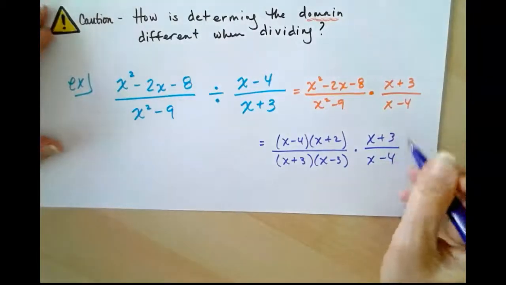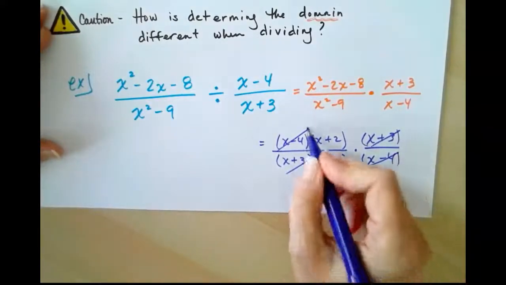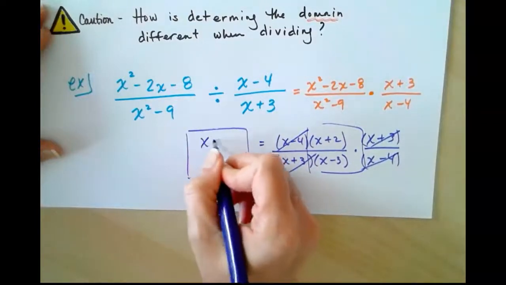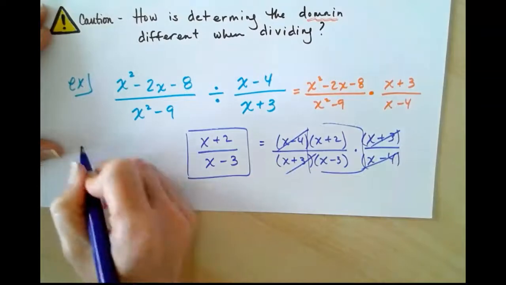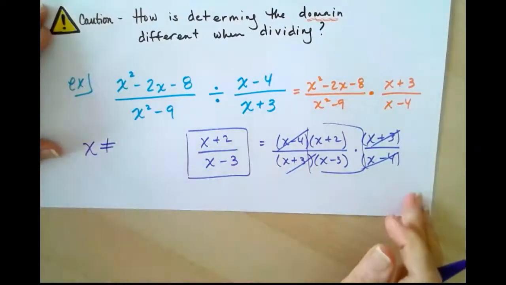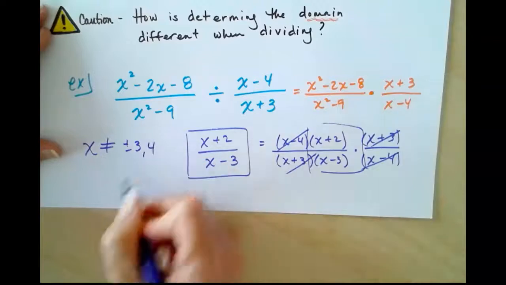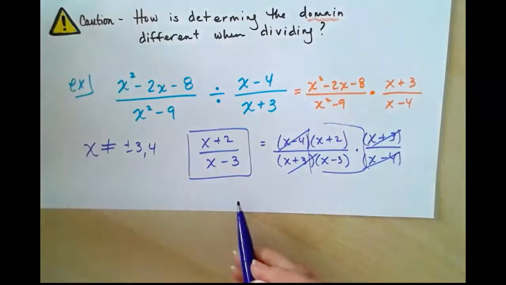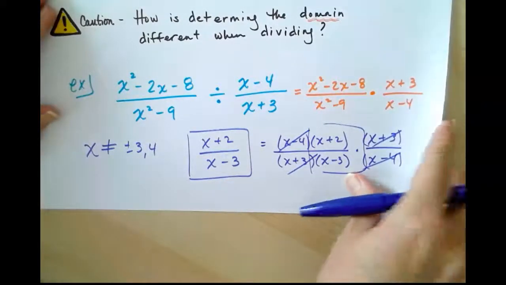Now these are not in parentheses, but we can put them there. No big whoop. So cancel, cancel, cancel, cancel. There's what we've got. Our simplified answer is x plus 2 over x minus 3, with x not equal to our domain restrictions, plus or minus 3 and 4. Be prepared in your online homework to give domain restrictions as well as a simplified factored answer.